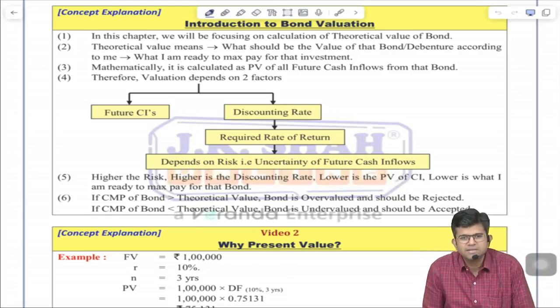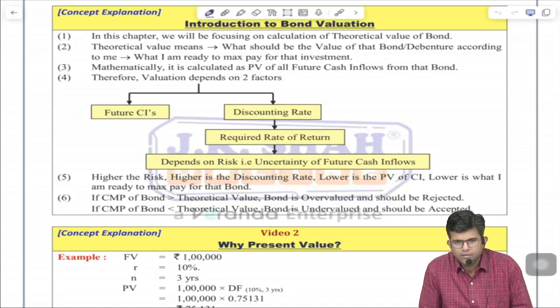Is it making sense? Notes are clear. Why am I using the word theoretical value? Because that value is only on paper. Outside, what is reality is price. Got it? Okay, can I go ahead?